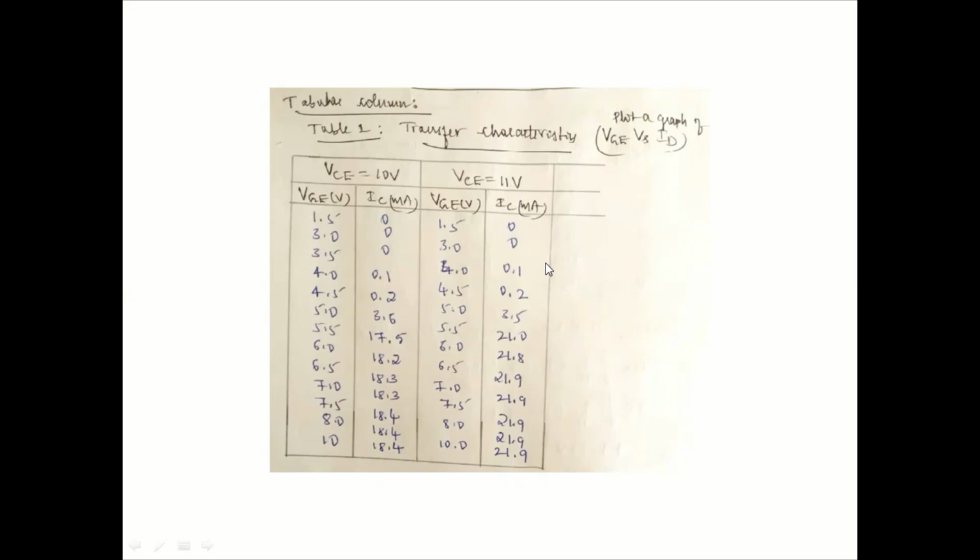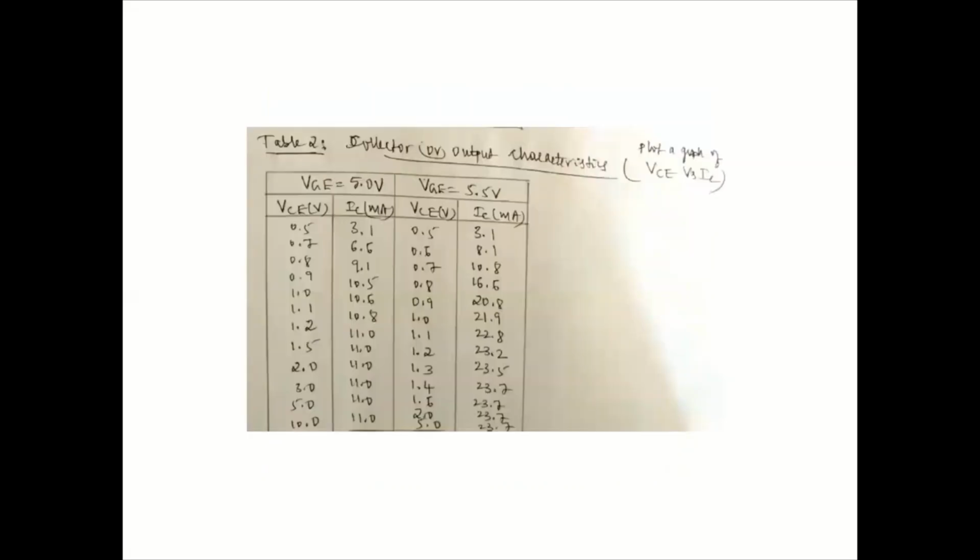So this is called the transfer characteristics, and the next is the output or the collector characteristics, where the gate to emitter voltage is kept constant at 5 volts initially and later increased to 5.5 volts. You can see that as this supply voltage is increased right from 0, we expect the current to go on increasing according to Kirchhoff's voltage law, and then it reaches a saturation value. Even if you increase the supply voltage, the collector current stays at the saturation value. Here also you can observe that the current has reached a saturation value.